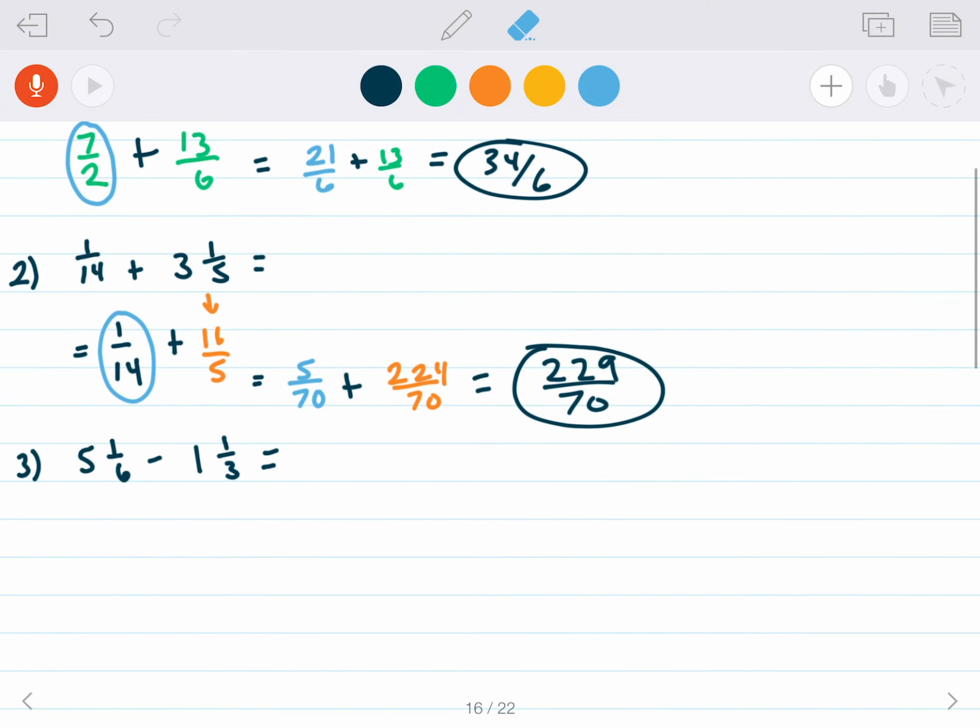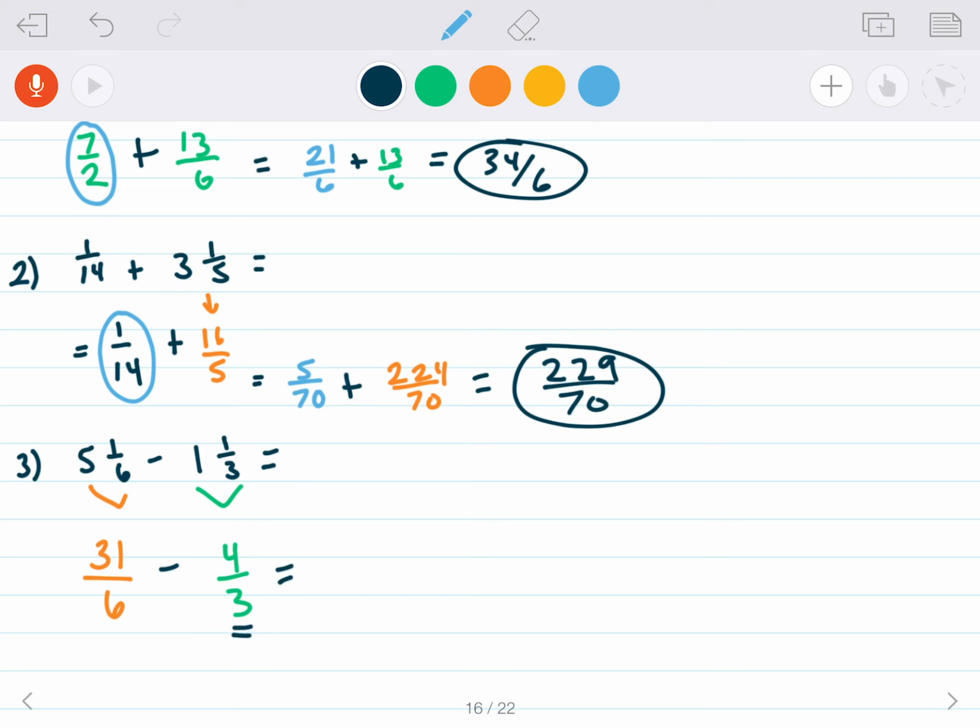Okay, now we have 5 1/6 minus 1 1/3. Changing this guy to an improper fraction, this is 5 times 6 plus 1. So that's going to be 31 over that same denominator, minus this guy, which is 1 times 3 plus 1. So it's 4/3.